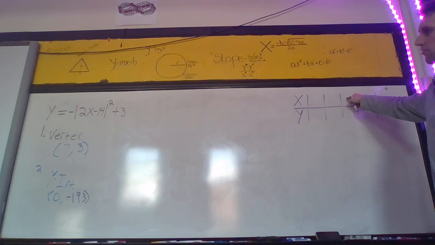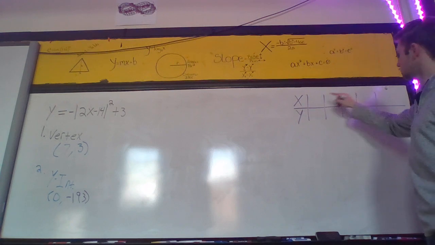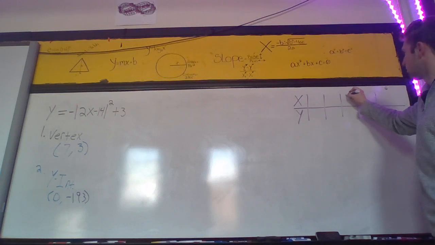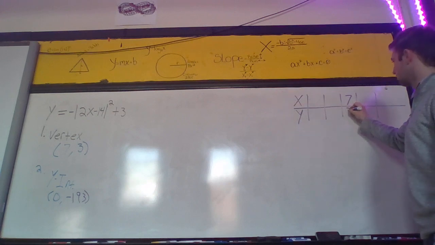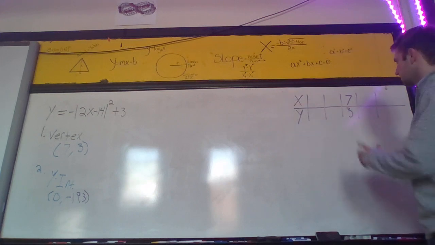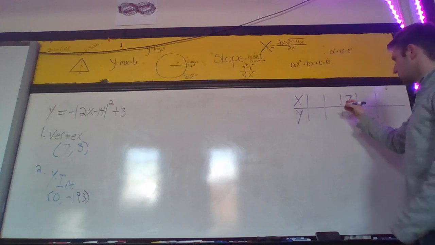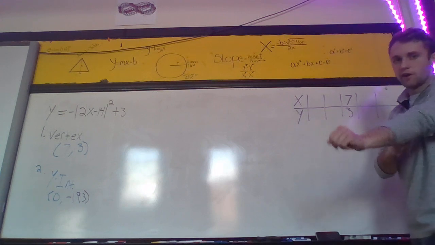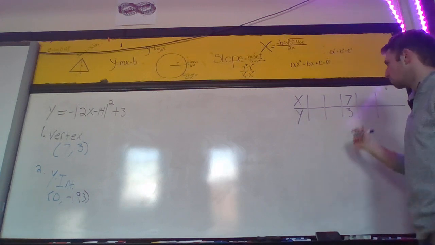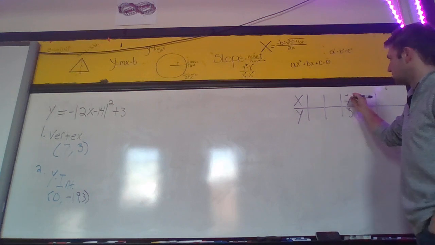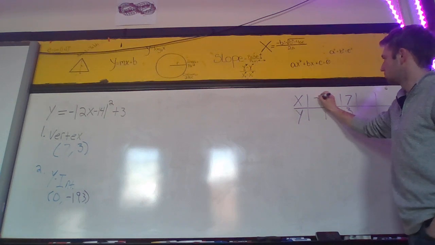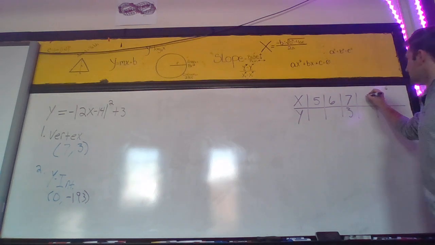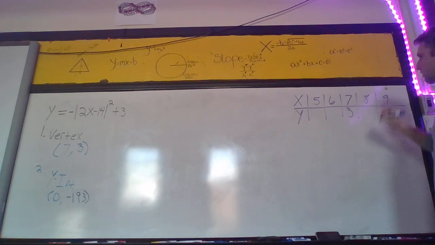Okay, so I'm going to stick my vertex at the very middle of this. So I input 7 for my x value, and I know that I get an output of 3. Now these next two spaces over in each direction are going to be what I call mirror values. It's just like a mirror image, since that vertex cuts right down the center of our parabola. So we input 6, we input 5 over here, input 8, input 9.